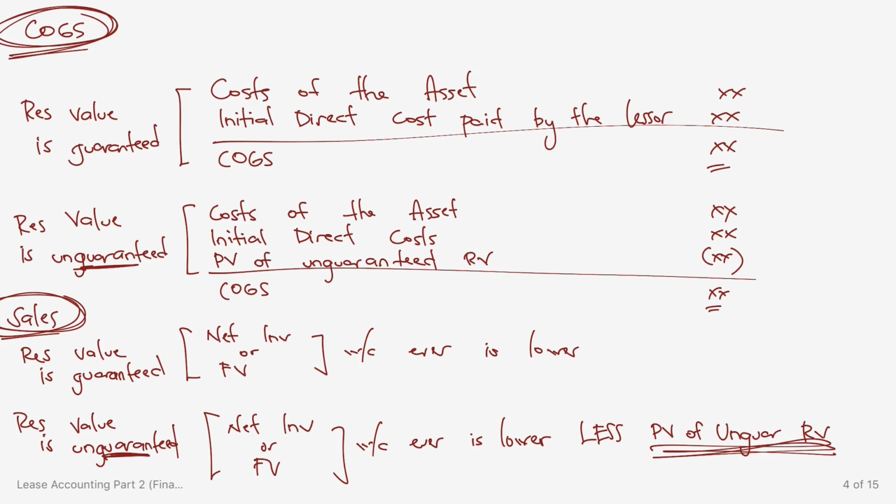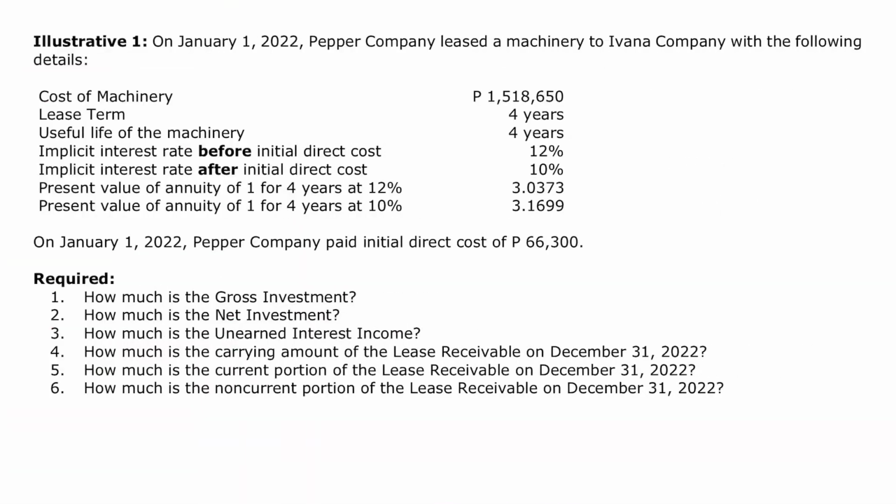So now, let's apply these concepts to the problems. Starting with illustrative problem number 1. So here, in illustrative problem number 1, on January 1, 2022, Pepper Company leased a machinery to Ivana Company with the following details. So cost of the machinery is 1,518,650. Lease term is 4 years.